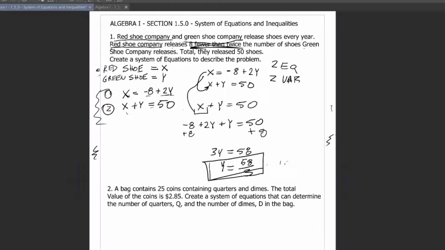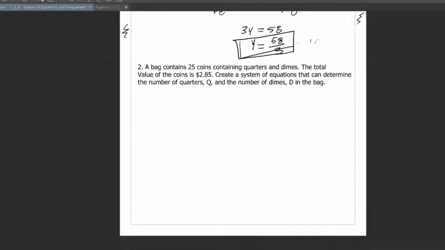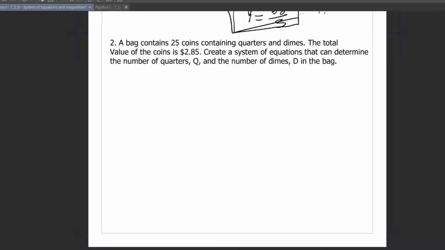Just take a second to look at it. Then let's go ahead and go on to question 2.